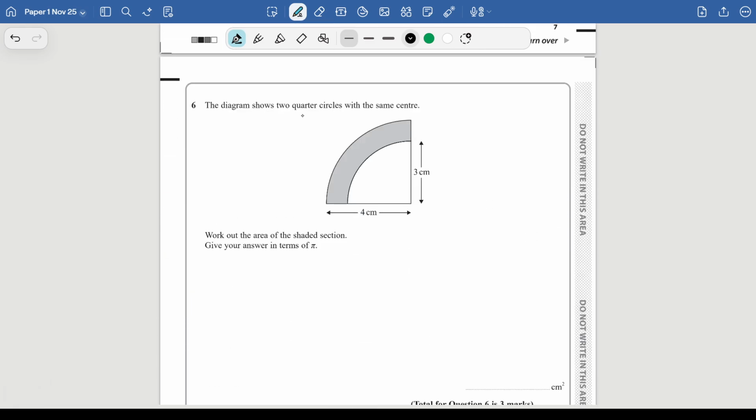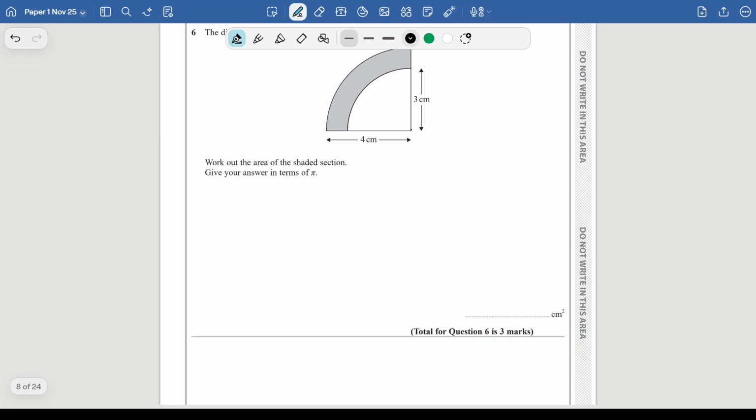Well, the diagram shows 2 quarter circles with the same center. So there is this center, there is this small quarter circle, part of a circle which is quarters here. And this is the quarter part of a larger circle. Work out the area of the shaded section. So this gray area, you need to find the area for this. Now, how will you find the area of the shaded region? You can find the area of the smaller quarter circle, area of the larger one, and if you subtract them, we will have only this part of the area, or the area of the ring.